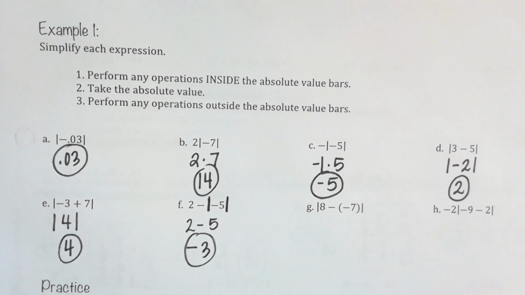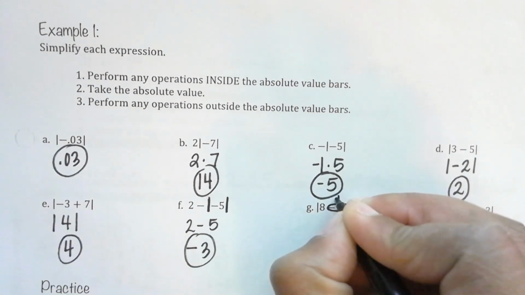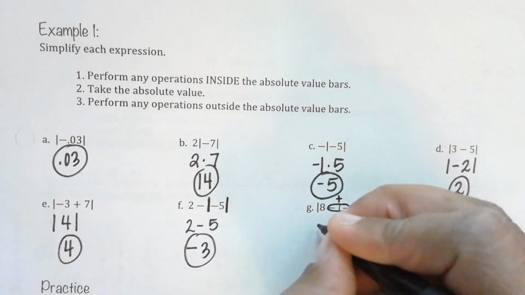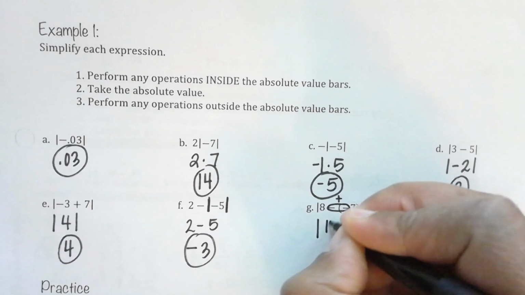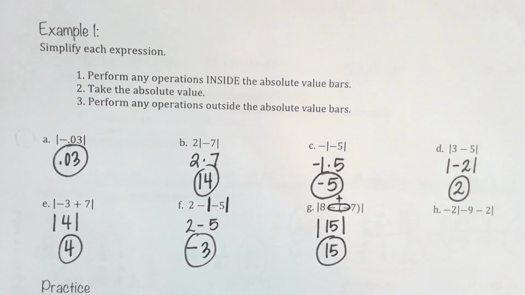Kingston, this is your time. What do 2 negatives make when there's a parentheses? So what's 8 plus 7? 15. So the absolute value of 15 is what? 15. You see the difference?